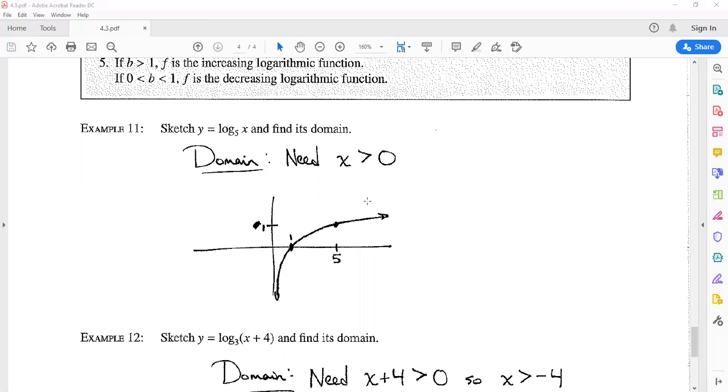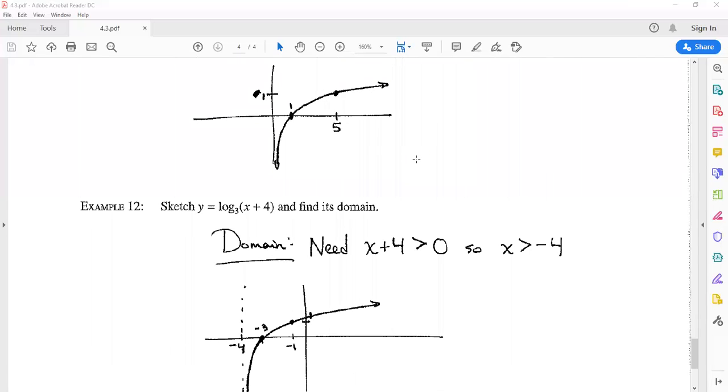Okay, and then for this very last example in this section, we're asked to sketch the graph of y equals log base 3 of x plus 4. That's x plus 4 inside the parentheses there. So notice this one has been given a horizontal shift to the left by 4. In particular, that will move where that vertical asymptote goes. It used to be at x equals 0. Now it's going to shift back to x equals minus 4.